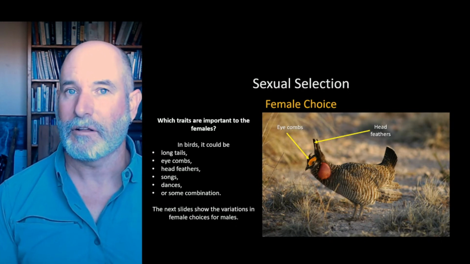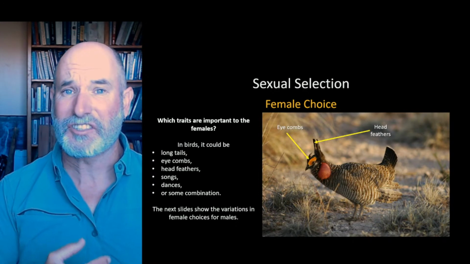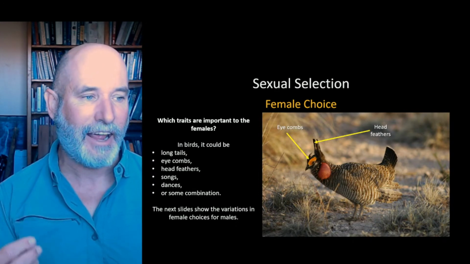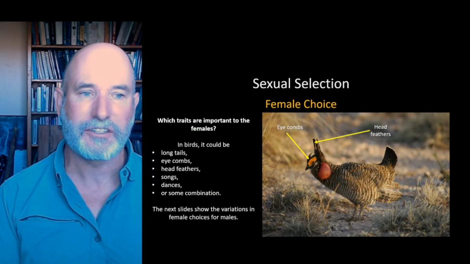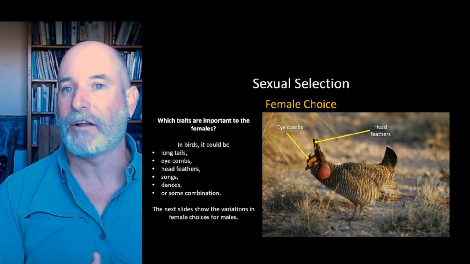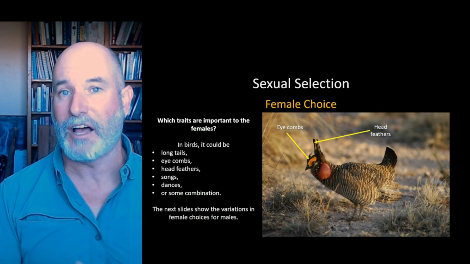So this is a lesser prairie chicken from New Mexico, and there's a lot of traits on this bird. It dances, it's singing, it's got the way it's holding its feathers, it's got these eye combs, it's got head feathers, it's got different types of tails. Now, this bird cannot go out and look like a peacock because it lives out in the grasslands.